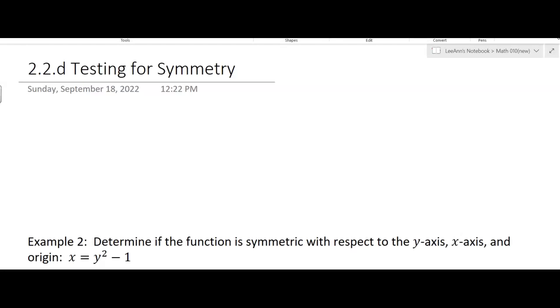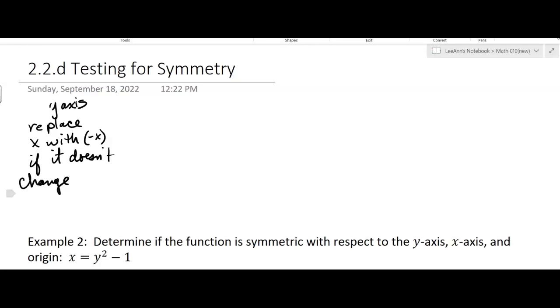So in the last video, we talked about 3 different types of symmetry, and I gave you the tests. Those are the tests for functions, testing for symmetry, but here's another idea that might be a little bit easier to wrap your mind around. If you want to know if something's symmetric about the y-axis, replace x with the opposite of x. And if it doesn't change, then the answer is yes. It's symmetric about the y-axis.